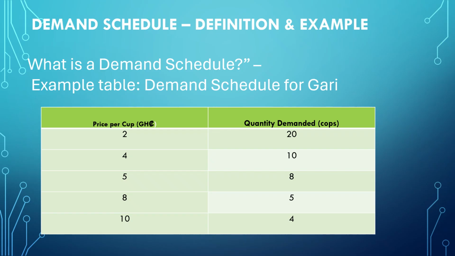Now let's focus on the demand schedule. What is a demand schedule? We have seen an example table, the demand schedule for garri. At the price of 2, 20 cups were demanded. At the price of 4, 10 cups were demanded. At 5, 8; at 8, 5; then at 10, 4.